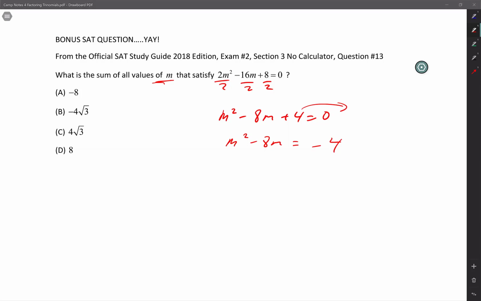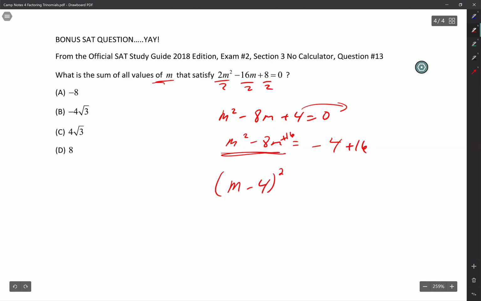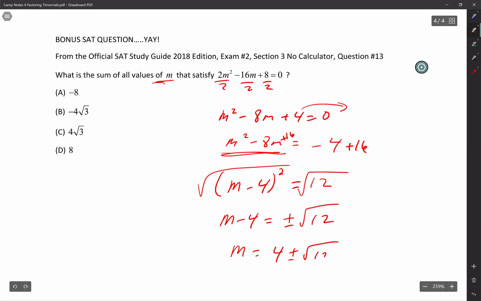I'm going to divide 8 by 2. I'm going to complete the square with this right here. 8 divided by 2 is 4. 4 squared is 16. So plus 16, plus 16. So now here's what I have. m minus 4, close it up, put a square on it, equals 12. Square root, m minus 4 equals plus minus square root of 12. Move the 4, m equals 4 plus minus square root of 12.